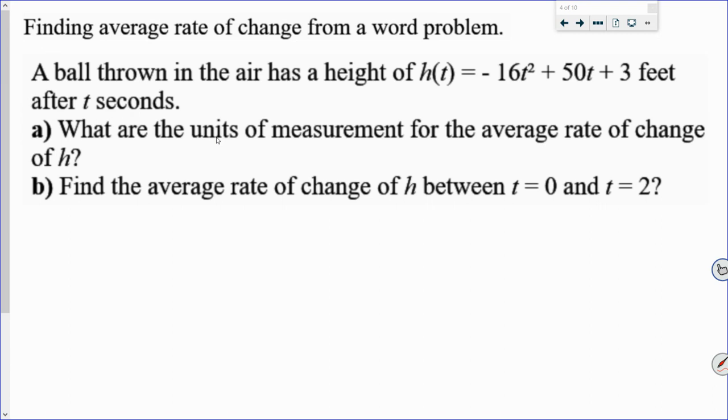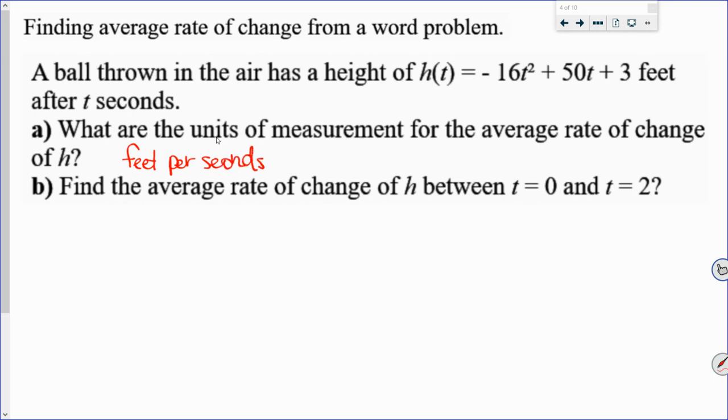So a ball is thrown in the air. We want to find the average rate of change here from this function. It's thrown in the air and has a height of h of t equals negative 16t squared plus 50t plus 3 feet after t seconds. What are the units of measure for the average rate of change here? Well, that's simple. That's just feet per what? Per second.